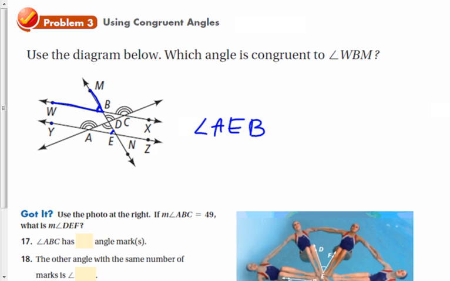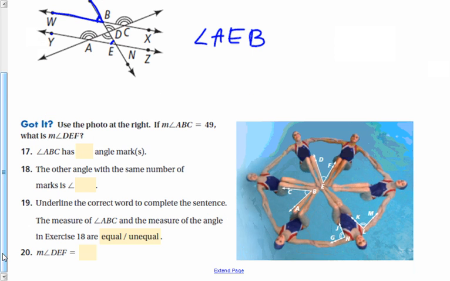There are some other angles that are the same. We're not going to get into that right now, but for sure, because of the way they are marked, we know that those two angles are congruent. All right, go ahead and you try that.